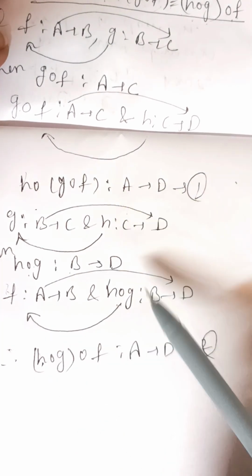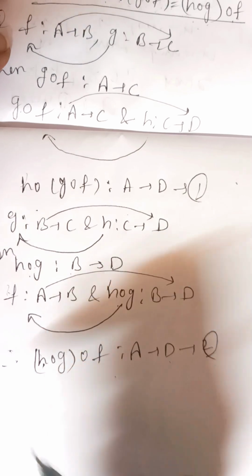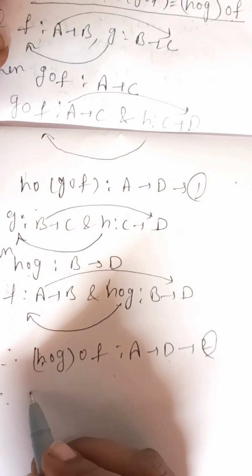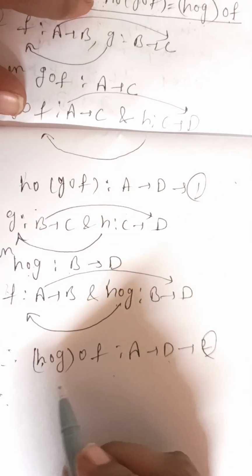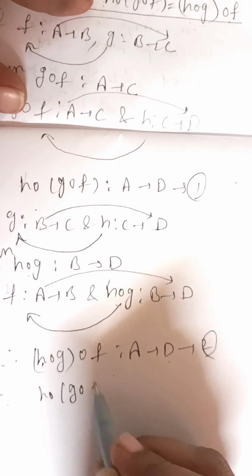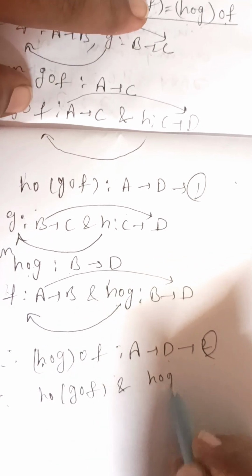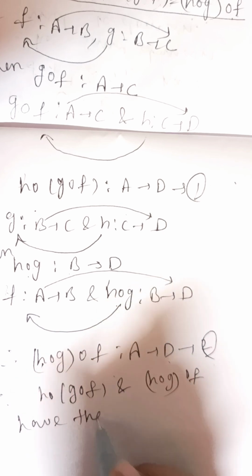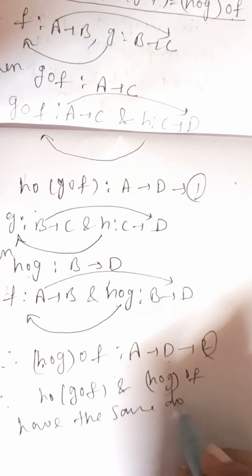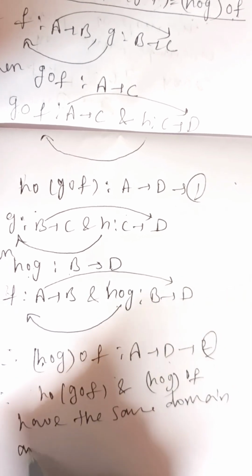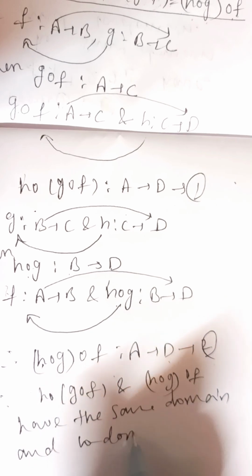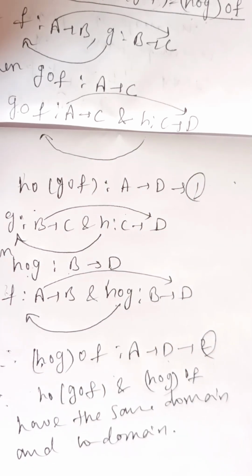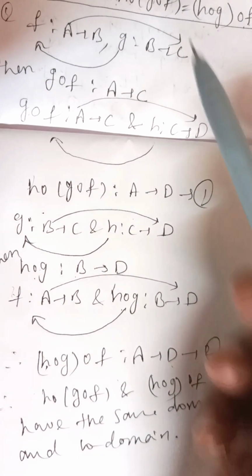So from 1 and 2, these two functions have the same domain A and codomain D. Then h circle (g circle f) and (h circle g) circle f have the same domain and codomain. Next we have to prove these two functions contain the same element.